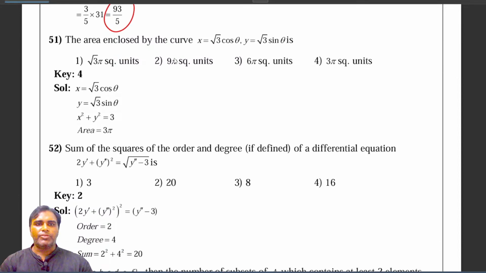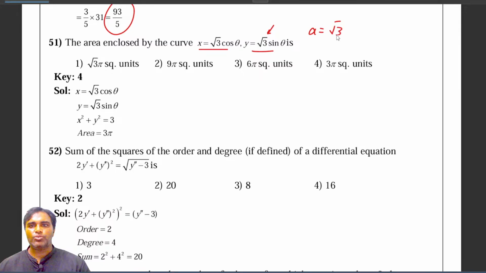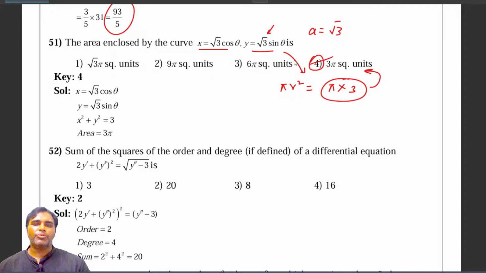Now come to 51. The area enclosed by this x and this y. If you see parametric coordinates, a cos theta, a sin theta, this is a circle, and a is the radius. So a is the radius, that is root 3. And if it is a circle, what is the area of circle? Pi r square. And r is root 3, square is 3, so 3 pi. Very much easy. Option 4.